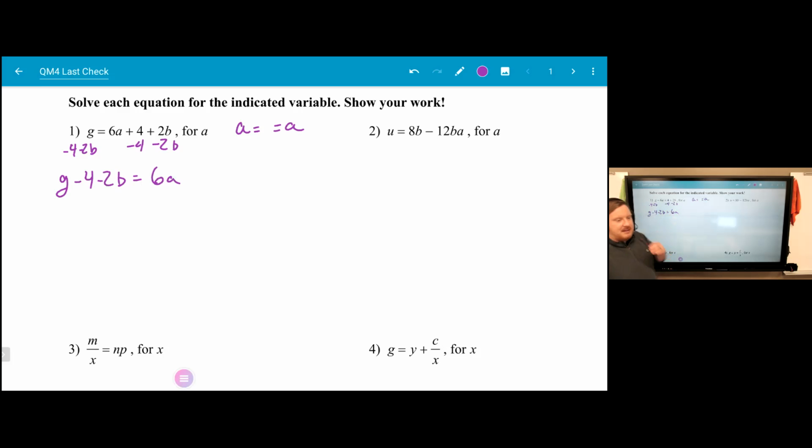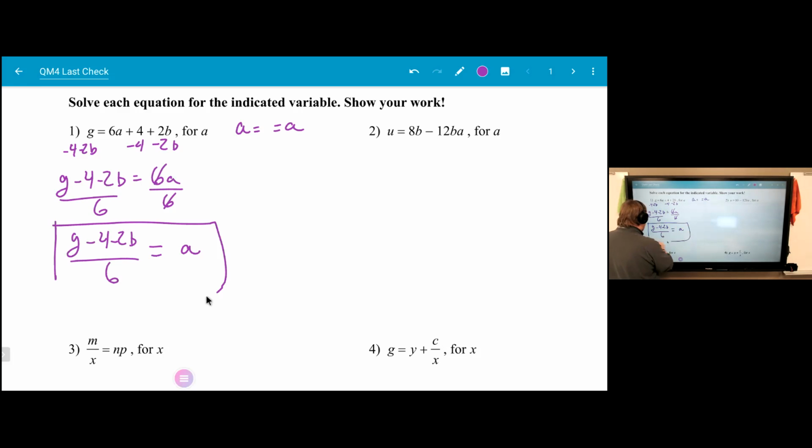And what's beautiful about this is, let's say you had a different order, negative 4 minus 2b plus g, or negative 2b plus g minus 4. That's okay, as long as the g is positive, the 4 is negative, and the 2b is also negative. We can finish this out by dividing both sides by 6. That is because 6 divided by 6 on the right-hand side simplifies to 1. 1 times a happens to be a. Our left side is g minus 4 minus 2b, all divided by 6.